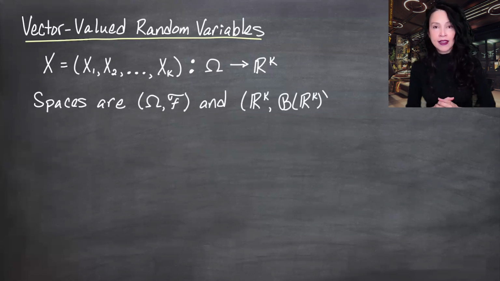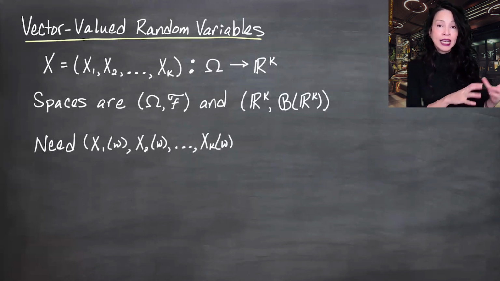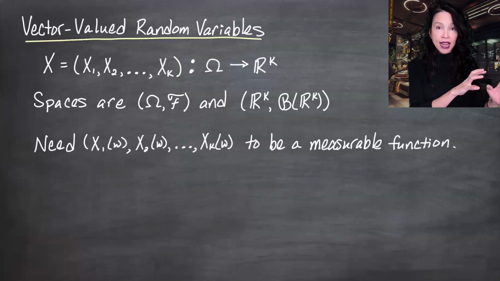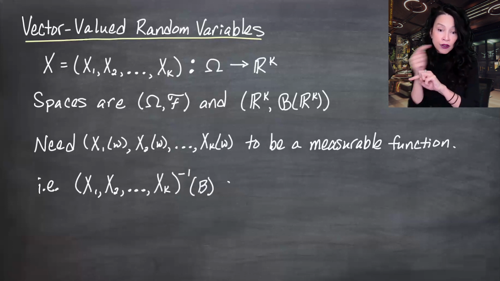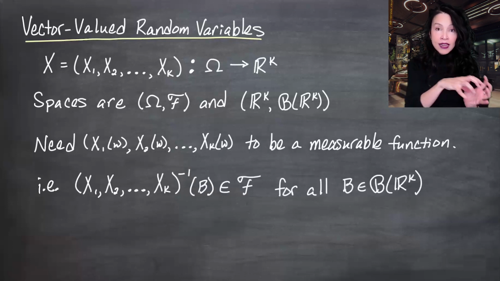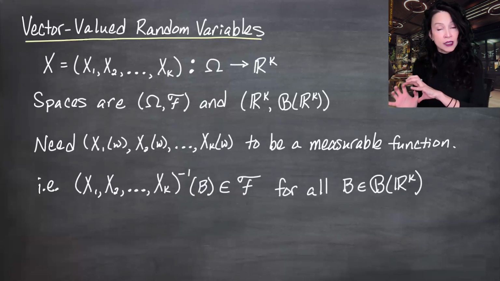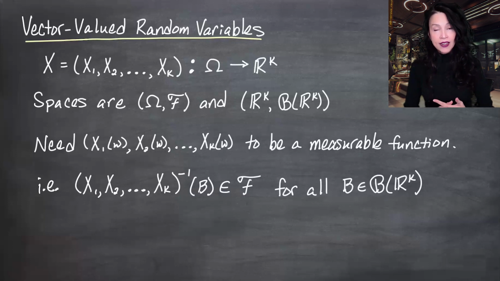We talked a lot about that last time, about Borel sets for higher dimensional spaces. We need this vector-valued random variable to be a measurable function, which means we need to take any Borel set over here in R^k and figure out which omegas map there under all those k components. If that inverse image is in the sigma field curly F, then we have a measurable function, if this holds for every k-dimensional Borel set.